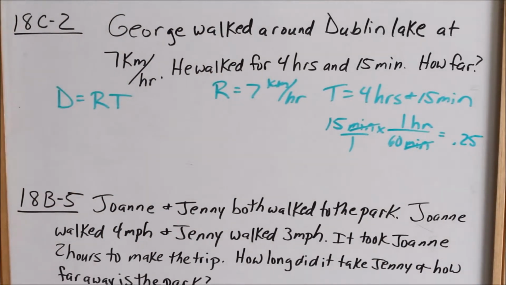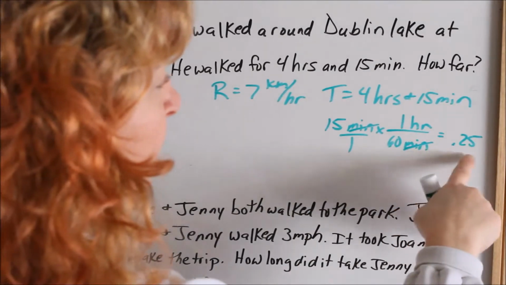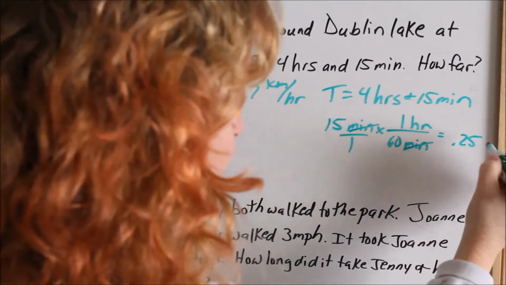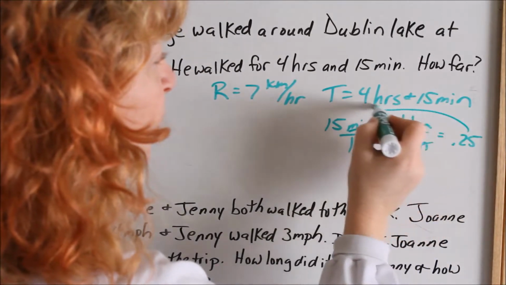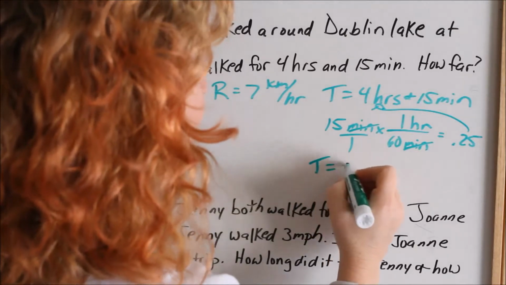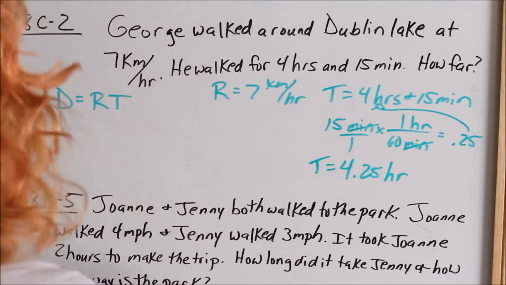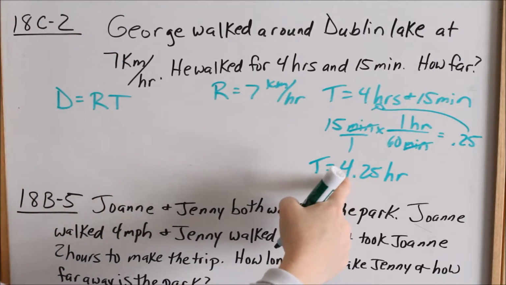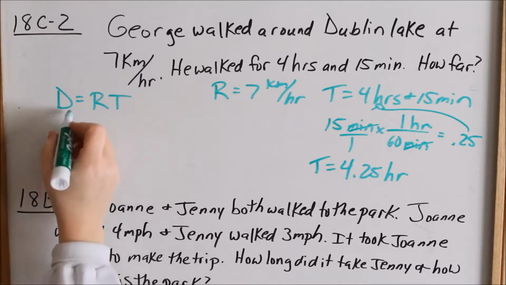15 minutes is 1/4 of an hour. Or we can also say 15 minutes is 0.25 hours. Okay, so we can add that 0.25 to our 4 hours. So instead of saying 4 hours and 15 minutes, we can say 4.25 hours. So now we have our time in the right units. So now we can put everything into our equation.